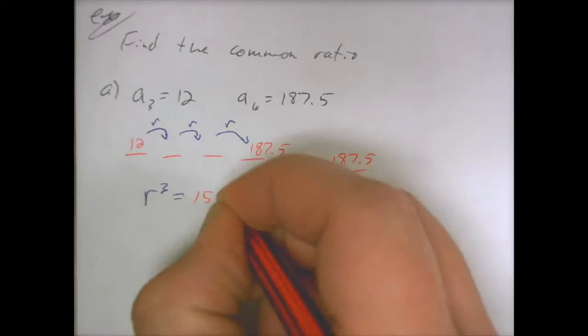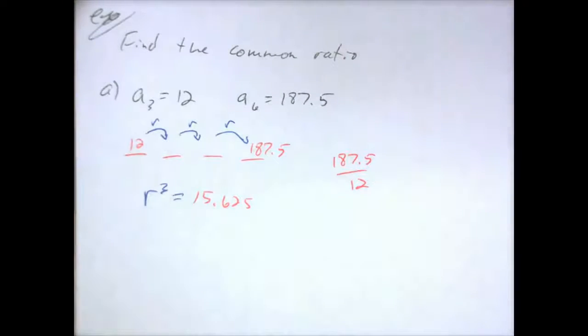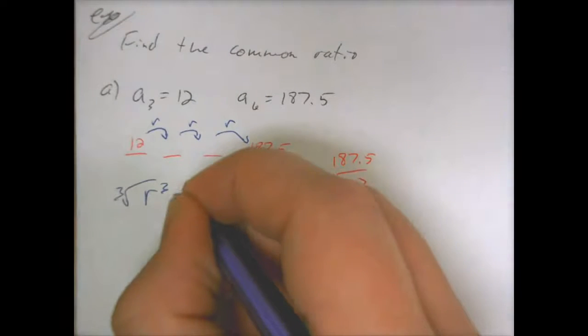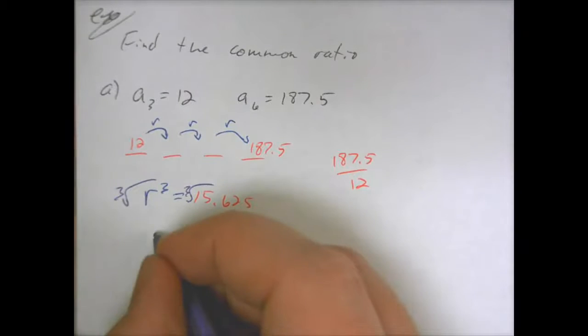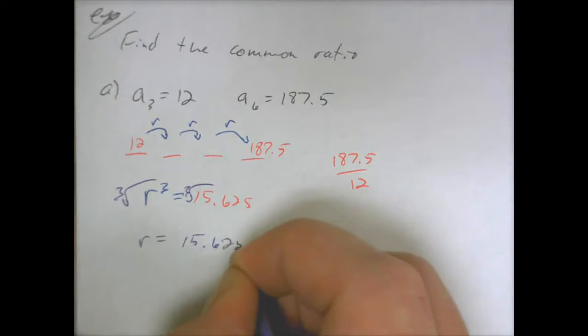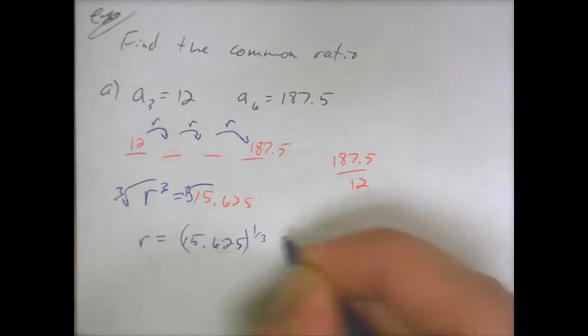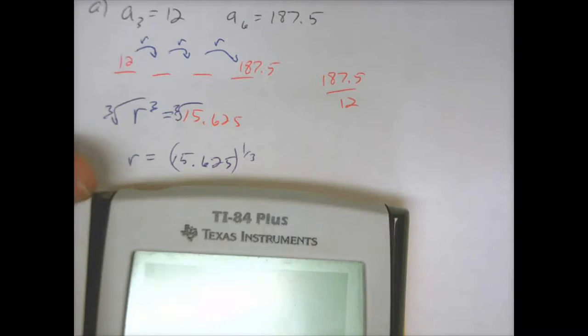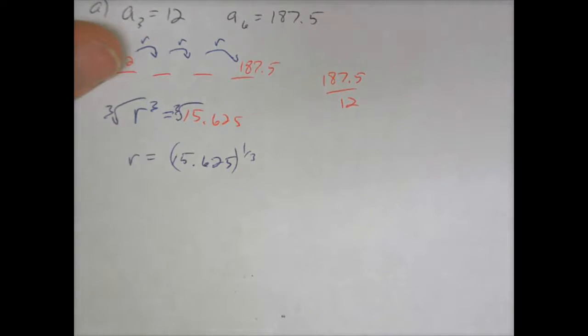15.625. And now to find r, you can take the cube root of it. If you do not have a cube root function in your calculator, or a greater root, if the index is bigger than 3, you can say this is 15.625 to the 1/3 power. That would look something like this: 15.625 raised to the 1 divided by 3 power. And we get 2.5. So there's our common ratio.